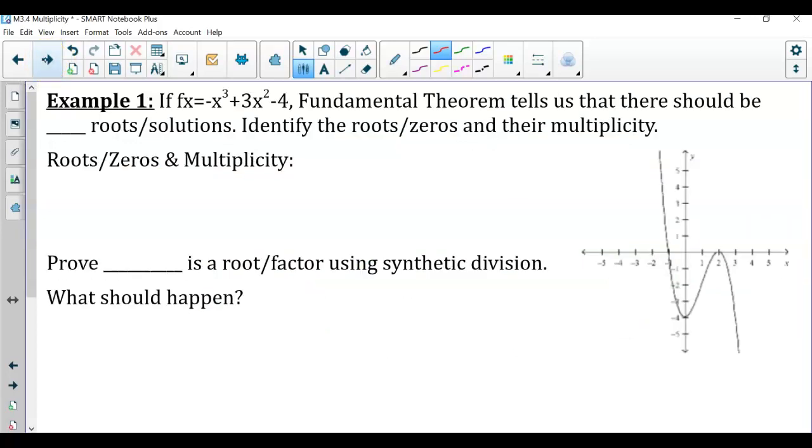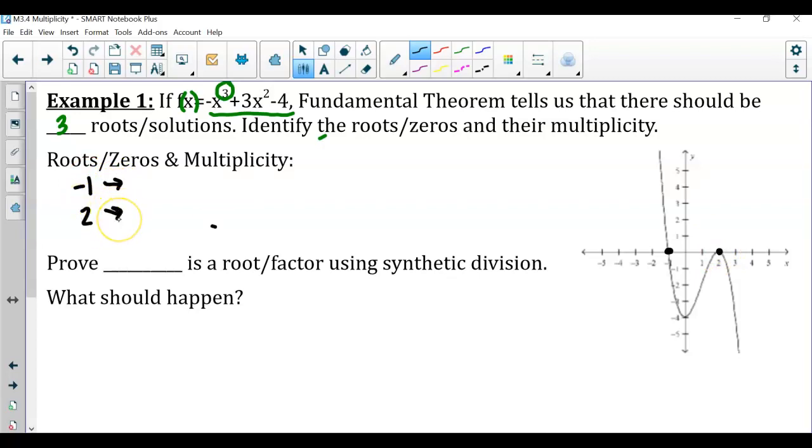For this example, you have the equation here: f of x is equal to negative x cubed plus 3x squared minus 4. The fundamental theorem tells us that there should be how many roots? Well, 3, because that is the highest degree here. Now let's identify the roots, but also their multiplicity. I notice we have a root here at -1, and we also have a root here at 2.